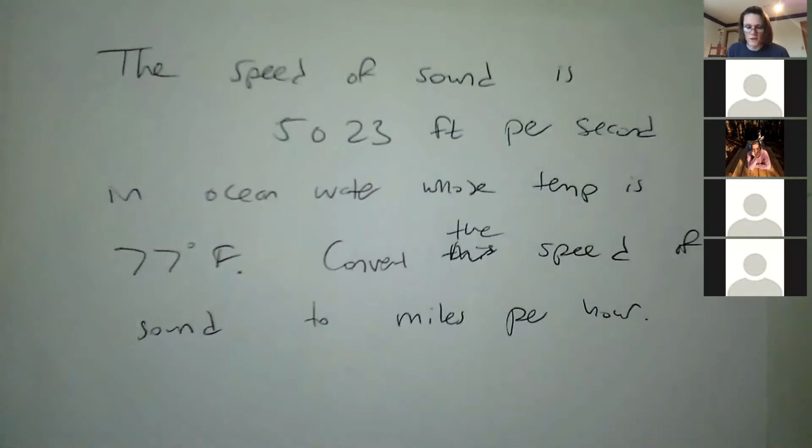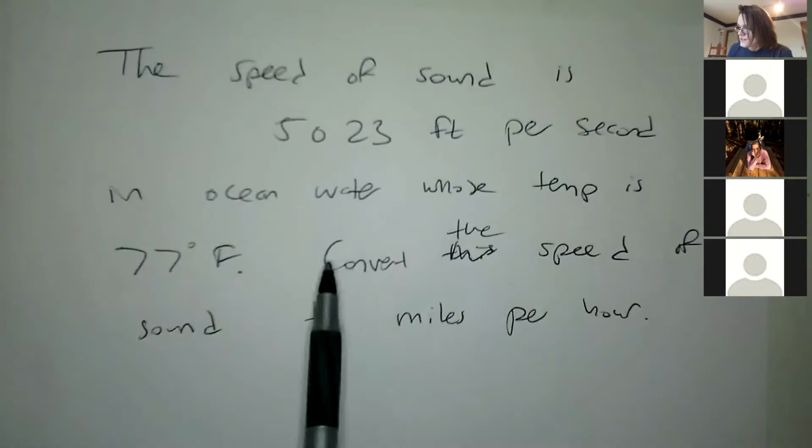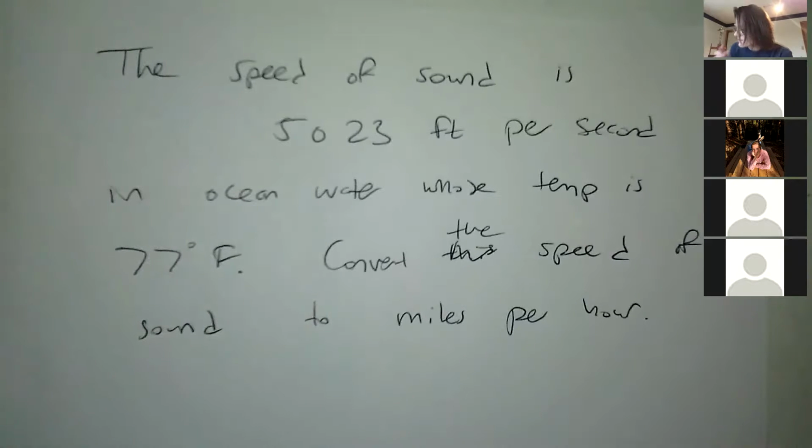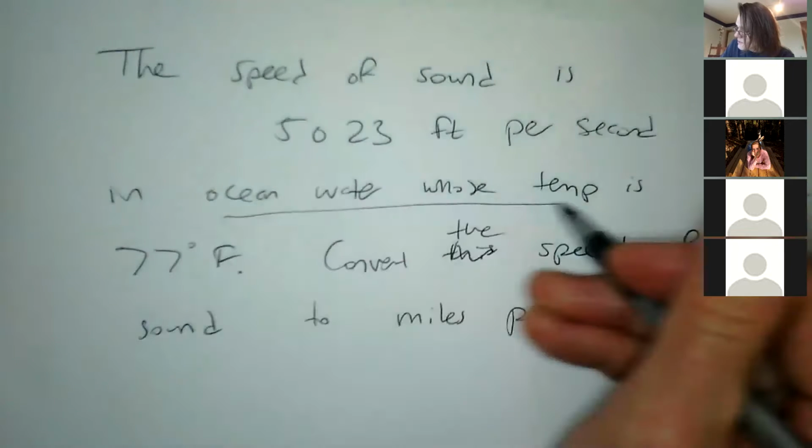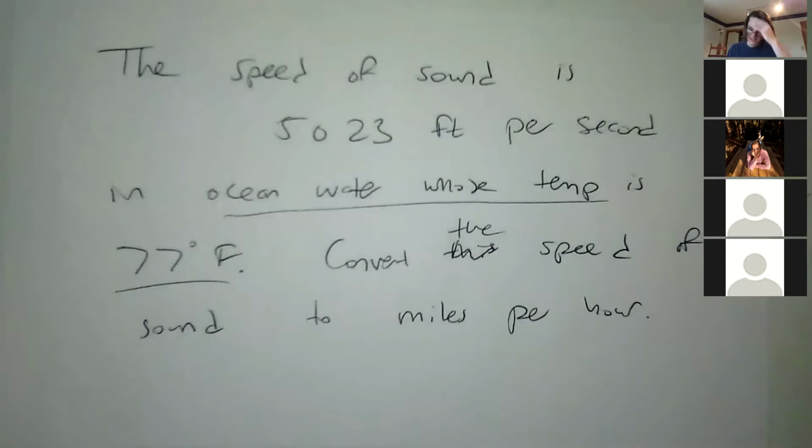I just wanted to mention this problem because it's just very odd, right? And it's odd because they give you unnecessary information. Whenever you're reading those word problems, you should always ask, what do I need this information for? They tell you it's in ocean water whose temperature is 77 degrees Fahrenheit, and you don't need that information at all. It's completely superfluous.